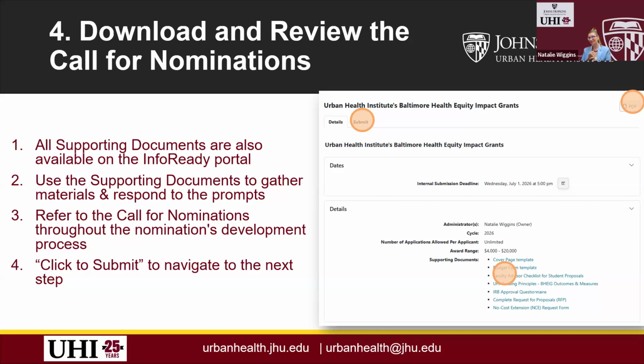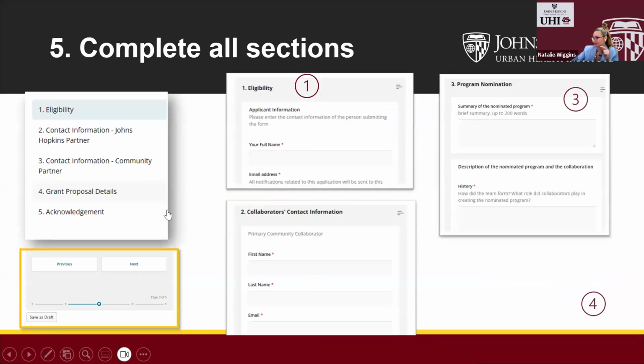When you click on it, it will download a file directly to your computer. So you can use the supporting documents to gather materials and respond to the prompts, and apologies, I see there's a typo. Refer to the call for proposals throughout the process. The proposal and some of the specific detailed fields are intended to guide and simplify the process. It might come off as cumbersome, but really the intention is to make it available and accessible for both community partners and Johns Hopkins partners, and those who might have never applied for a grant before, to be empowered to say, hey, let me try this one thing. So hopefully that will be your experience, and you can always reach out to us via website or by email. We want to hear from you.